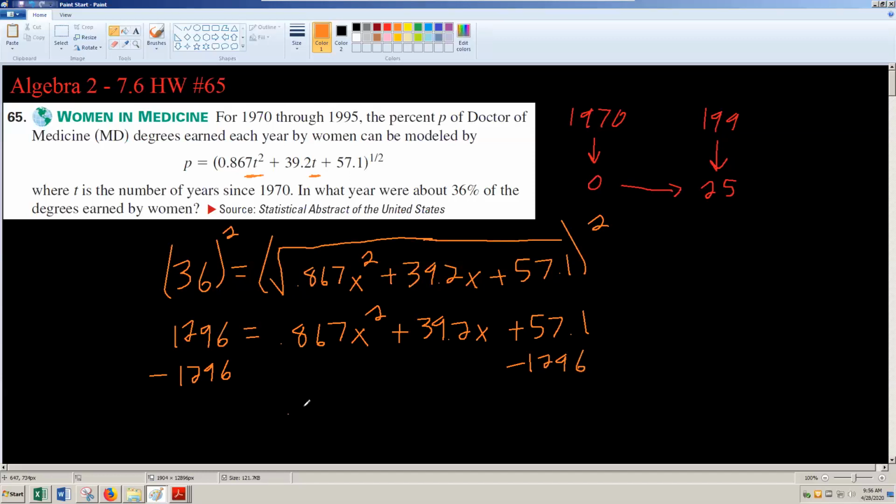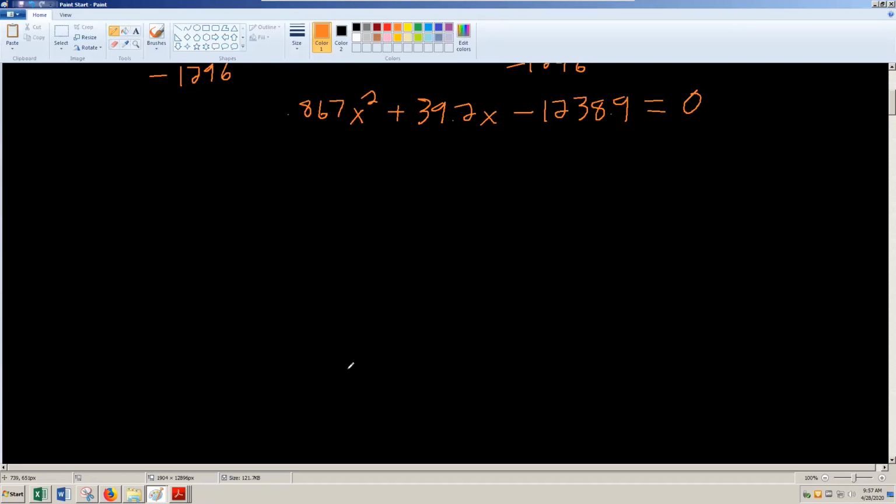And so I get 0.867x squared plus 39.2x. And now here we got subtract, let's see, 1238.9. And that's going to be equal to 0. So now I want to find my A, B, and C values. So I'm going to scroll down a little bit here.